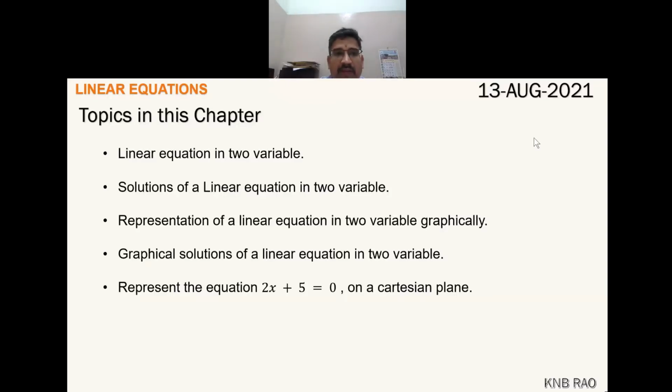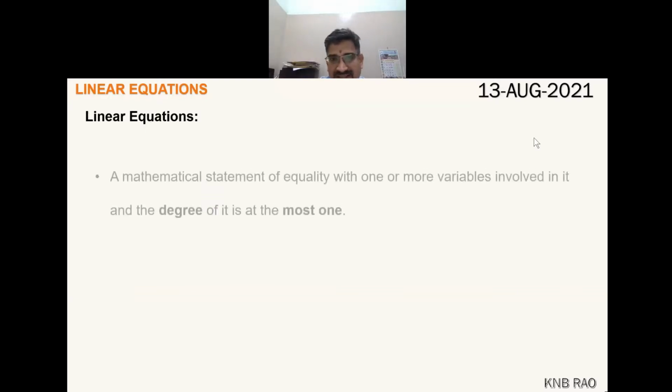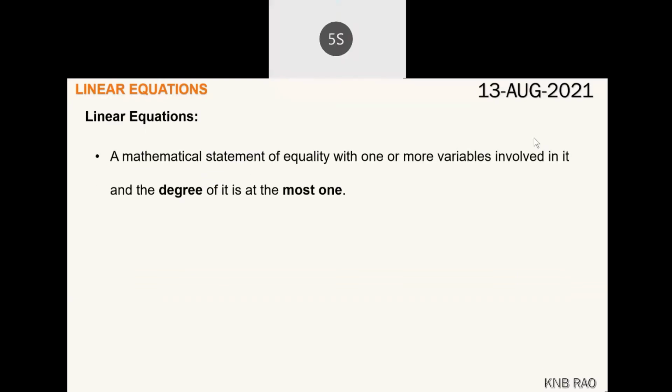Moving on to the linear equations. The definition of a linear equation says that it is a mathematical statement of equality with one or more variables involved in it. It can be a linear equation in one variable or a linear equation in two variables. But what is the condition? A very, very important condition I have written on the board. If I am calling any equation a linear equation, in that equation, the degree of the variables should be at the most 1.